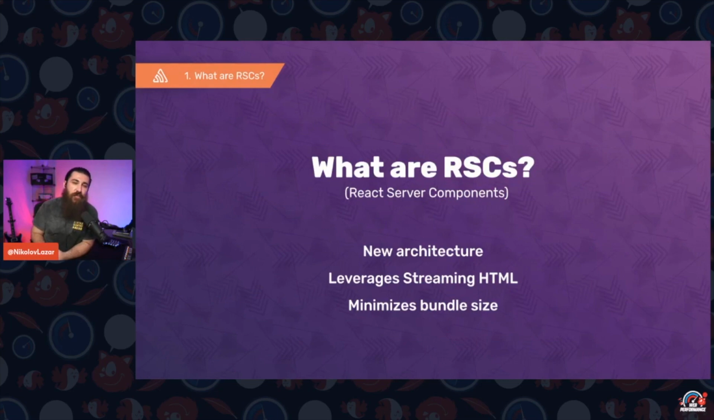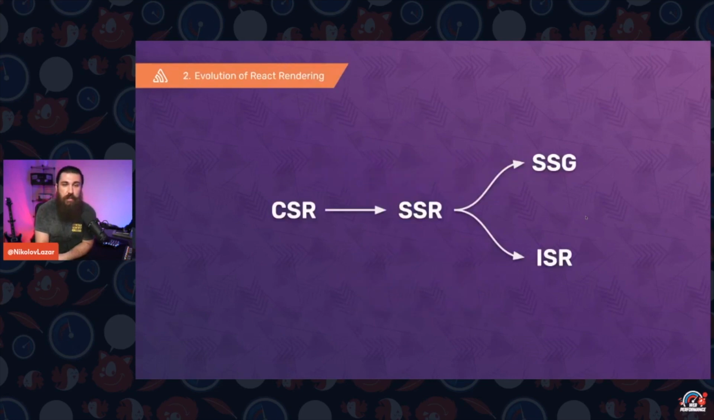Let's dig in. What are RSCs? RSCs stand for React Server Components. They're a new architecture, a new technology in the React ecosystem that leverages the good parts of CSR and SSR, and it also minimizes the bundle size. What's cool about it is that it also leverages streaming HTML, so the browser can start rendering and drawing pixels before the actual request is finished. And we'll see about that in better detail.